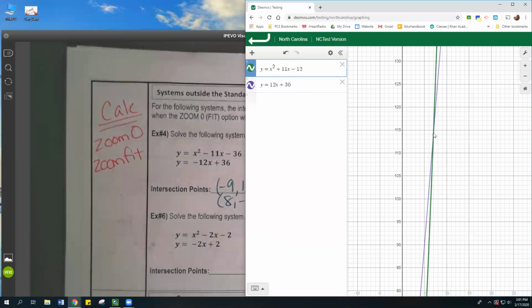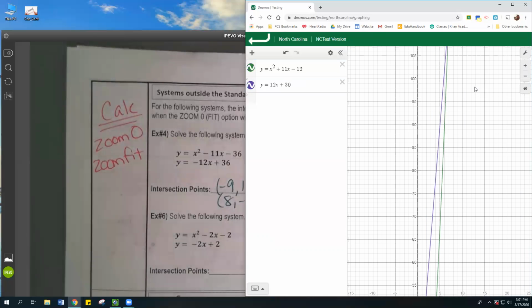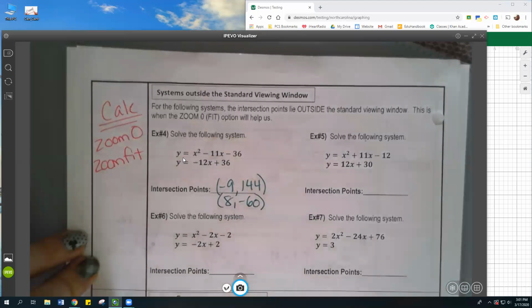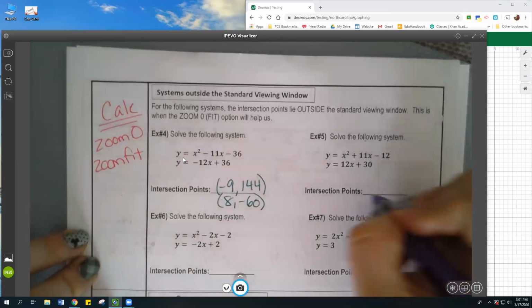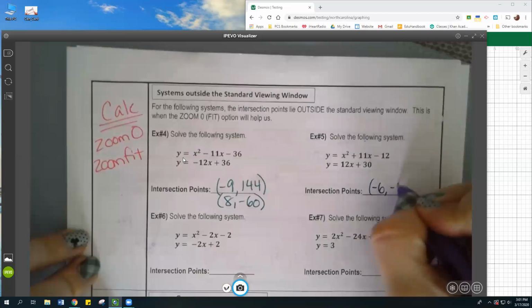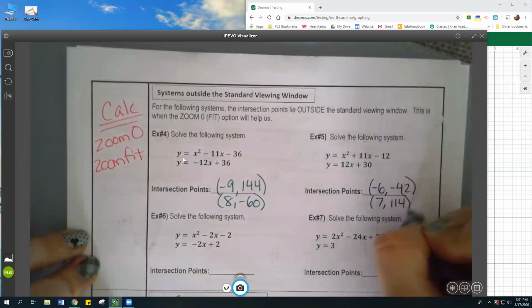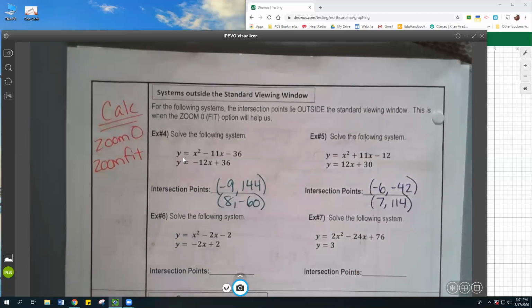So I'm just typing in my example number 5 right now so that I can find my intersection. It looks like I have an intersection right there at 7, 114. And then if I just click and scroll, I have another one right there at -6, -42. So if I'm the one taking your final exam and I'm doing these types of problems, I am allowing my calculator to sit on my desk, and I am using Desmos to do these problems. Desmos is definitely the easier and the faster way to work through these.